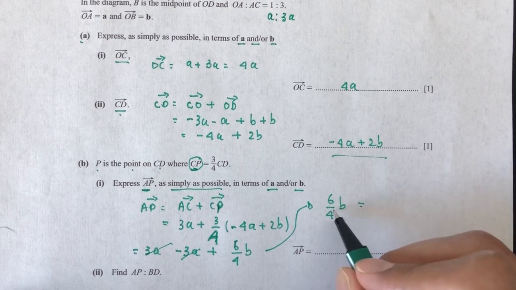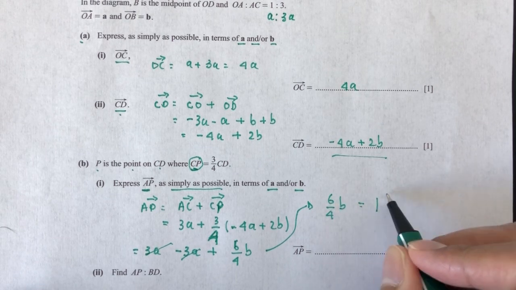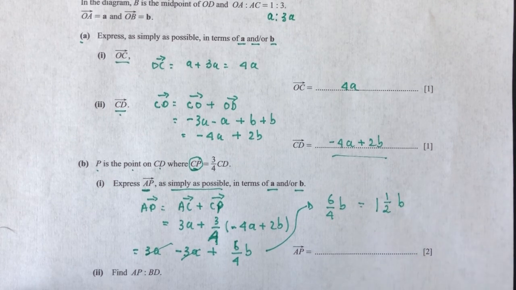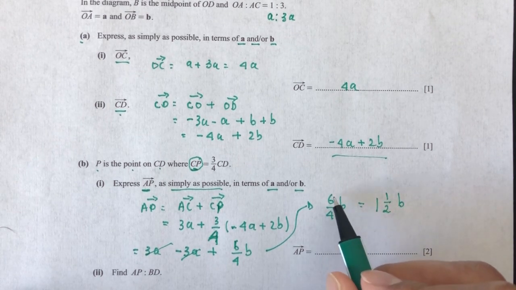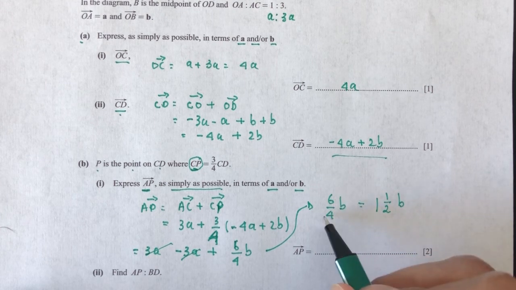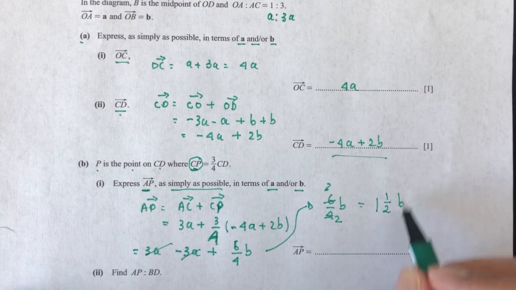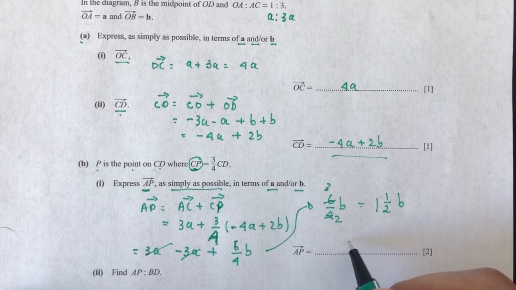So we have to do it as simply as possible, so we have to convert this to 1.5B. So how do I do this? I first simplify. I would divide by 2, we will have 3 and 2, and then 3/2 is 1.5, which is 1.5B. Okay, that is AP will be 1.5B.